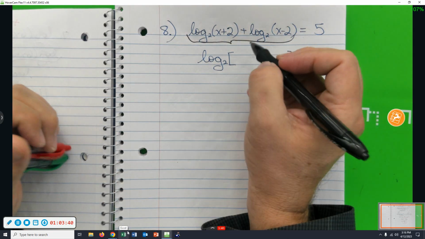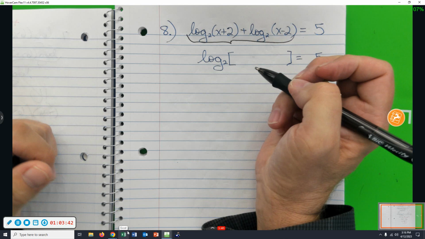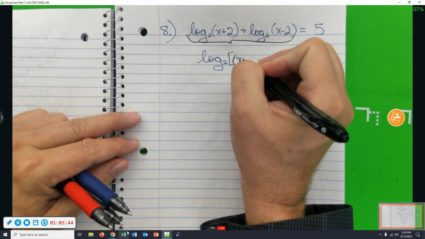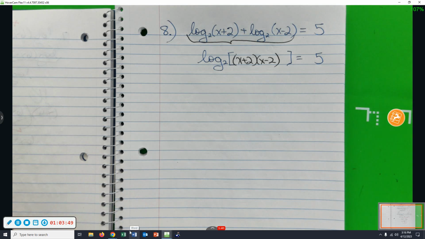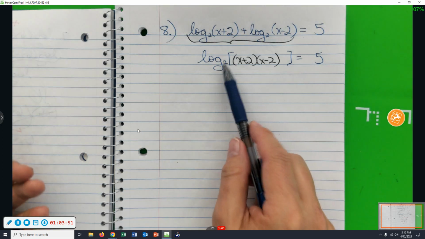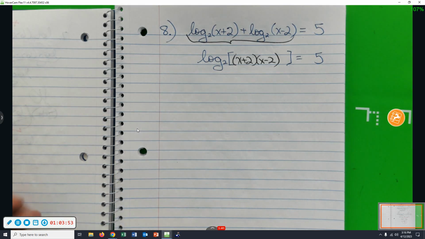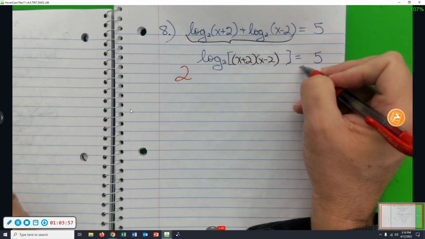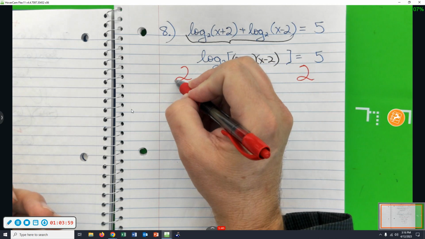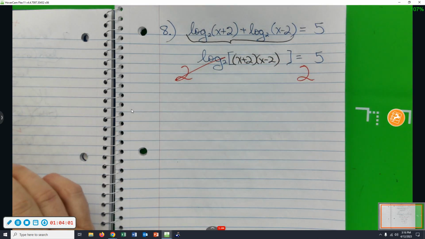What are we going to do to the x plus 2 and the x minus 2? What did y'all say? We're not dividing because they're added. We multiply x plus 2 times x minus 2. And then we're going to cancel out the log base 2 by doing what? Whatever that subscript is, we put a 2 and a 2. 2 to the log base 2. X squared minus 4 equals 2 with it.